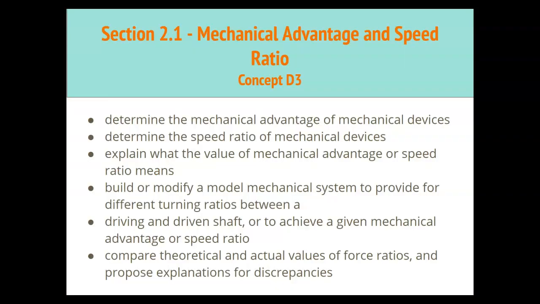Okay, so these are the concepts that we're going to cover right now. We're going to determine the mechanical advantage of mechanical devices. We'll determine the speed ratio, also of mechanical devices. We'll explain the value of mechanical advantage or speed ratio and what it actually means to us. We'll build and modify a mechanical system to provide different turning ratios between a driven and driving shaft.